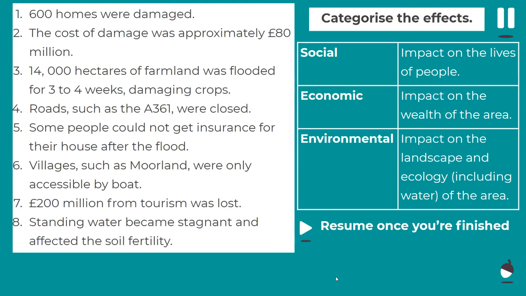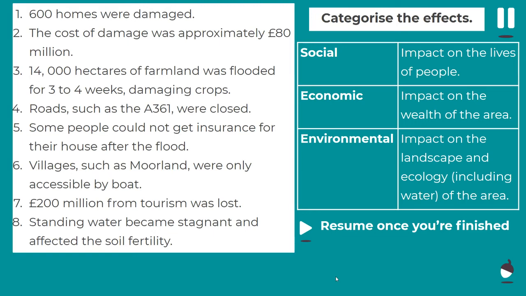So a social effect is anything that has an impact on the lives of people. An economic effect is anything that has an impact on the wealth of the area. And an environmental effect is anything that has an impact on the landscape and the ecology, including water of the area. So you have got your 8 facts here. I would like you to categorise them into these 3 categories. You might find that some of the effects fall into more than one category, and that's absolutely fine.